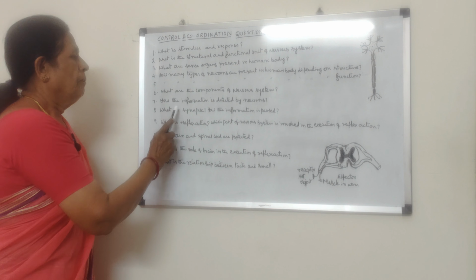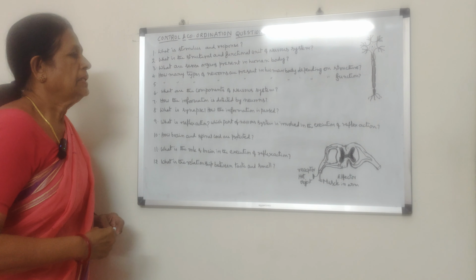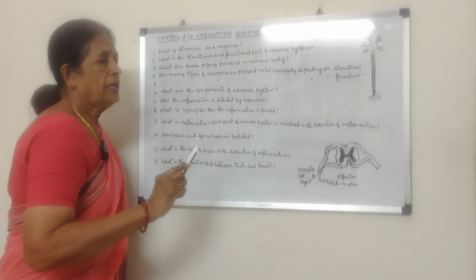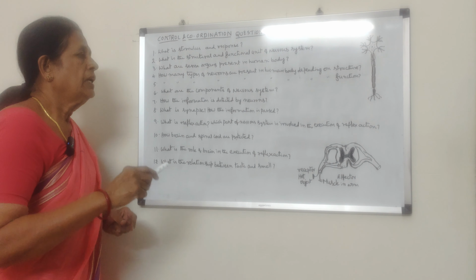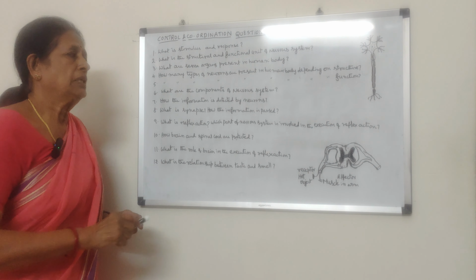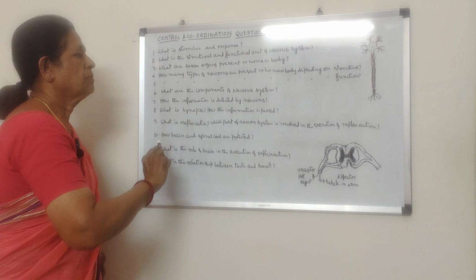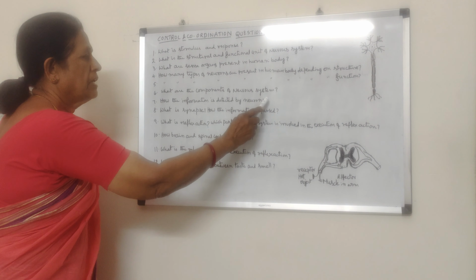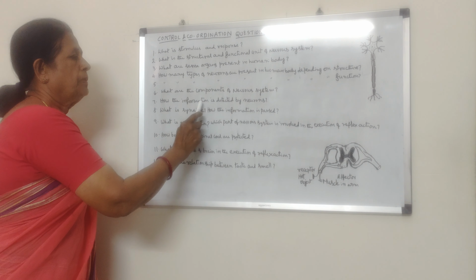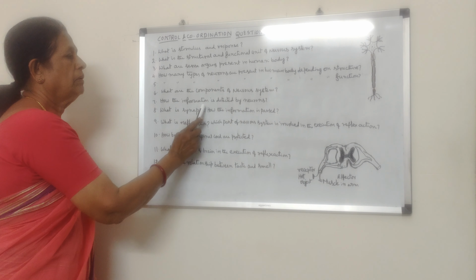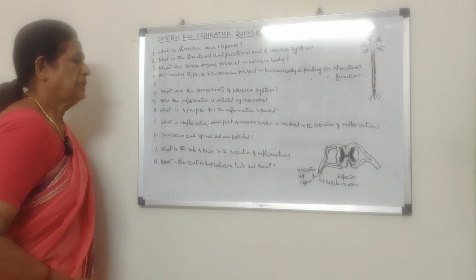So that is how the information is detected by neurons. Nerve receptors are present in the various sense organs, and they detect and find out the information. The receptors are responsible for the detection of information, so nerve receptors play an important role in detecting the information.